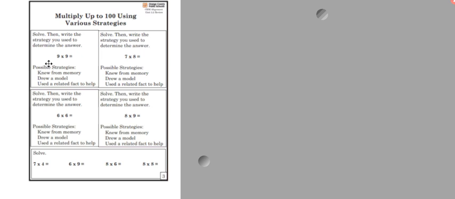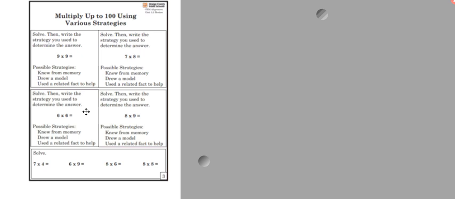For example, you have right here a few of the problems, and they say solve, then write the strategy you use to determine the answer. And then you're given different numbers. You're given 9 times 9, 7 times 8, 6 times 6, 8 times 9. Okay? And then they're giving you some ideas on which strategies you can use.